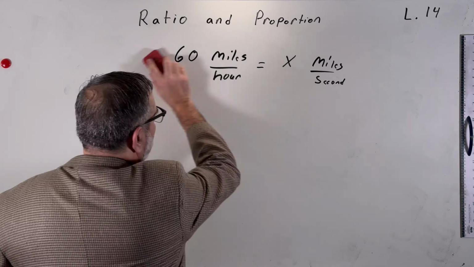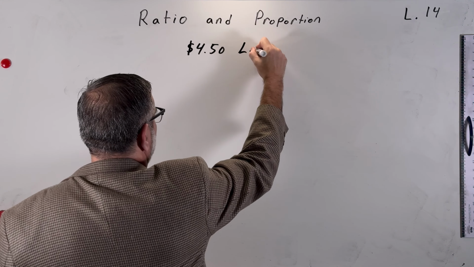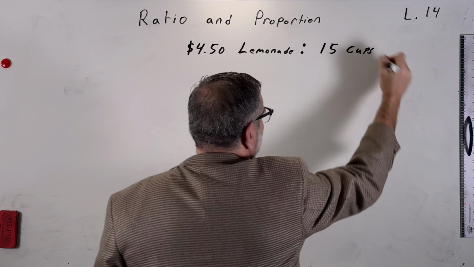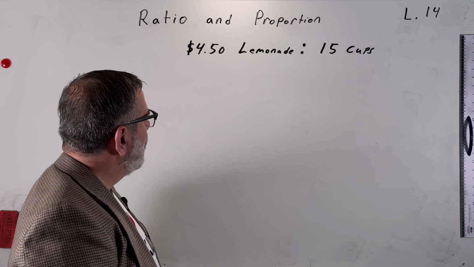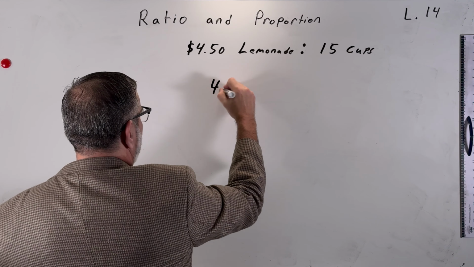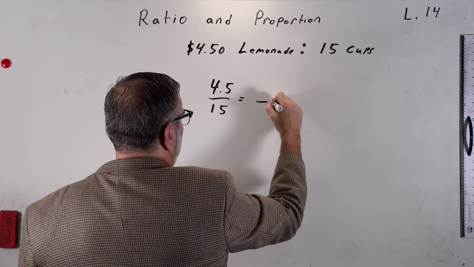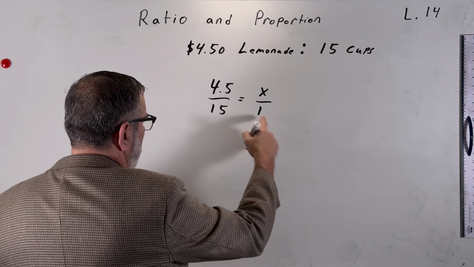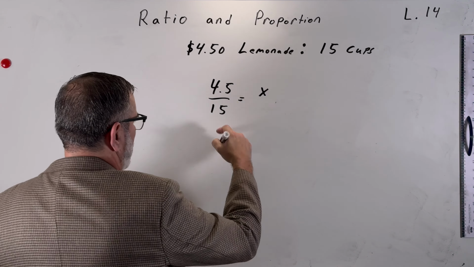So $4.50 worth of lemonade to 15 cups. So it's 4.5 to 15 is our ratio, and we want to know what is the cost for 1 cup. Well, that's just a simple reduction of the fraction, right? So we can write 4.5 over 15, and we want to know how many dollars for just 1 cup. Well, multiplying both sides by 1 just gets rid of the 1, and so the cost of 1 cup is going to be 4.5 divided by 15.